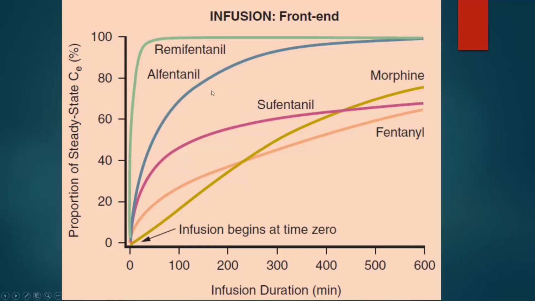So again, to illustrate the point, with remifentanil, you start the infusion and within 5-10 minutes, you're at the steady state level. Contrast that to fentanyl, which takes about 100-150 minutes, 200 minutes to get to the same steady state level. Fentanyl keeps going, morphine more than 600, and keeps going. So this is, again, what guides you in choosing an infusion based on the duration of surgery.